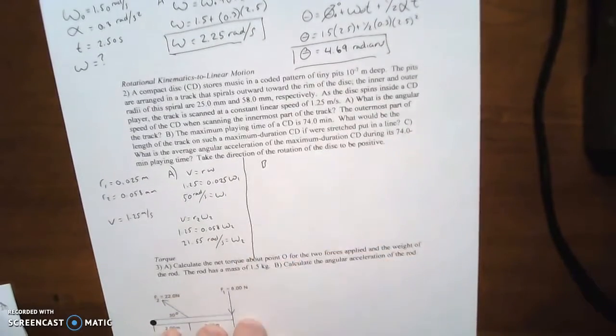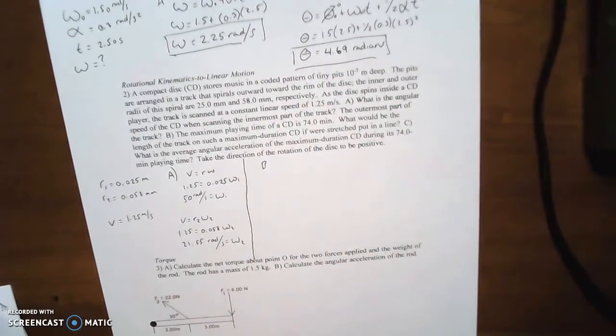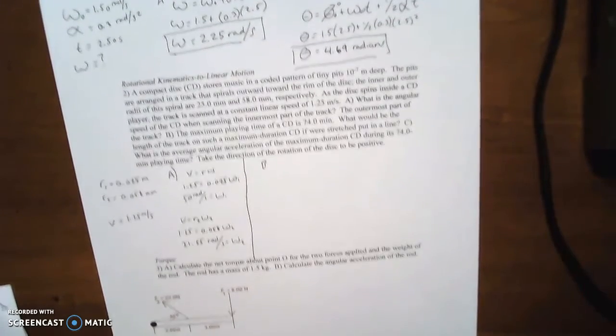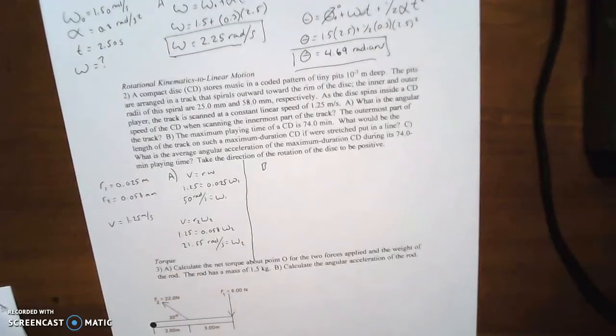Letter B. The maximum playing time of a CD is 74 minutes. What would be the length of the track on such a maximum duration CD if it were stretched and put in a line? Here, this one isn't terribly difficult to think out once you think about how this is actually playing out.